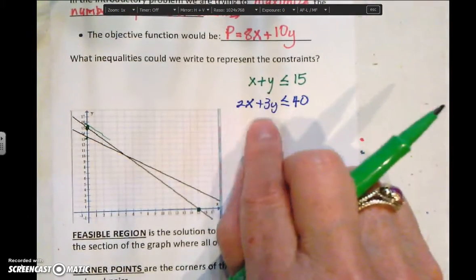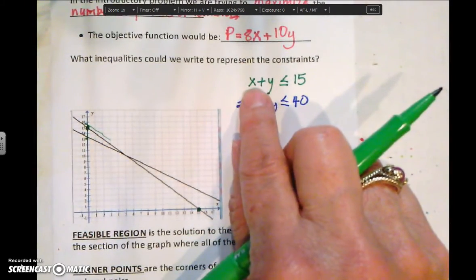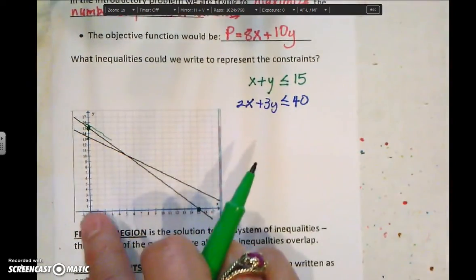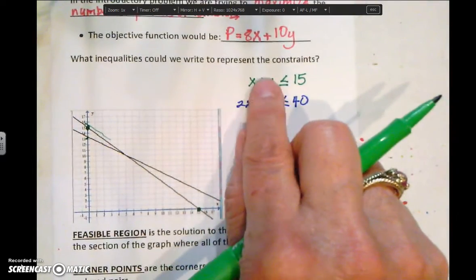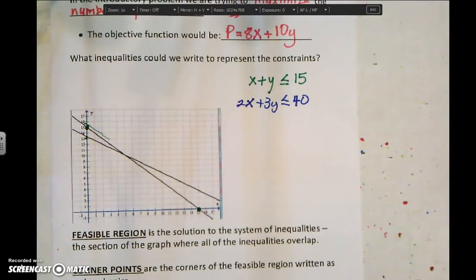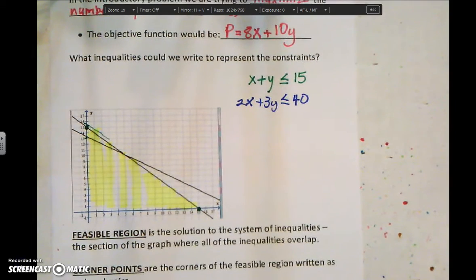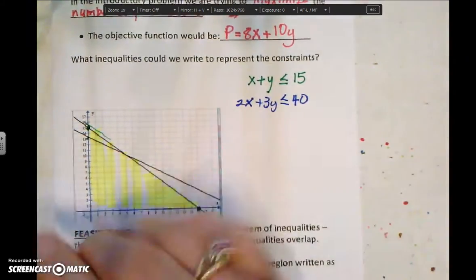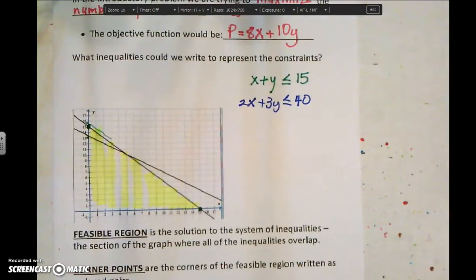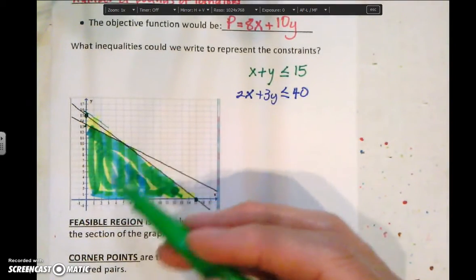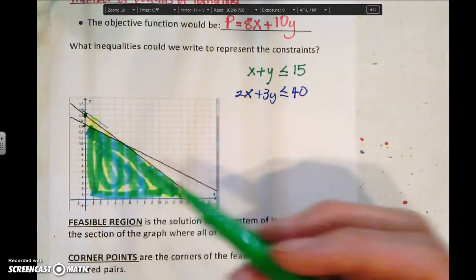And you've got to be careful when you decide which way to shade, since we're not solving for y. If I substitute the point 0, 0 in, 0 plus 0, 0 is less than 15, is true, so I'm going to shade underneath my green line and get something that looks like this. Then I'll do the same thing with the other one. If I put 0, 0 in again, it's also less than 40, so the solutions are going to be underneath the other line. So where they overlap would be this section here that I have highlighted in the darker area.